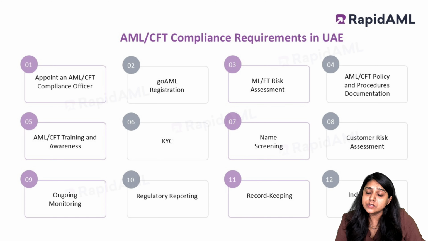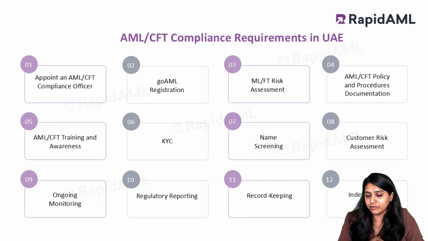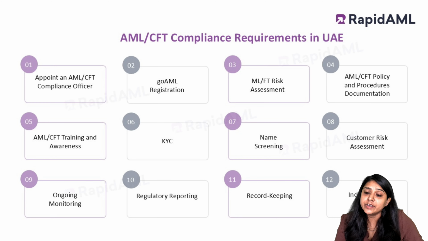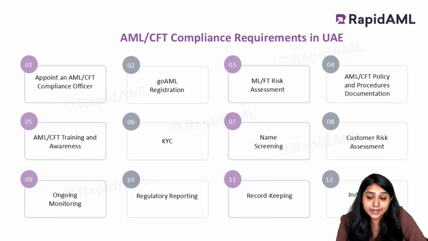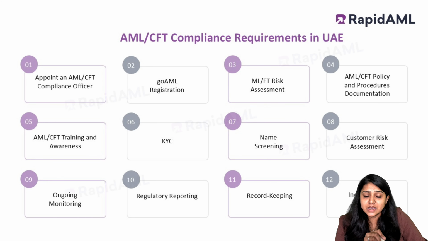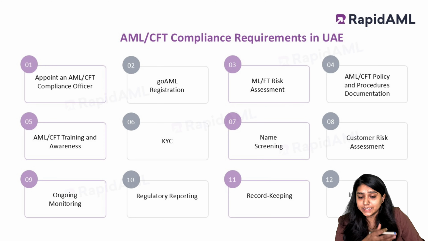Now, point number 6 is more about how you are practically going to implement your point number 3 and 4. That is, if you have written in your policy that you are going to do KYC, you are going to take XYZ documents, okay, are you actually doing that? So that is point number 6. We are going to discuss point number 6 in detail. So I'll just move ahead with point number 7, that is name screening.